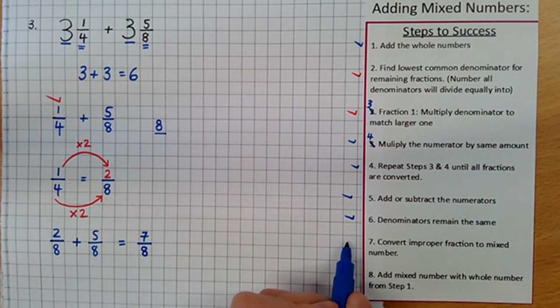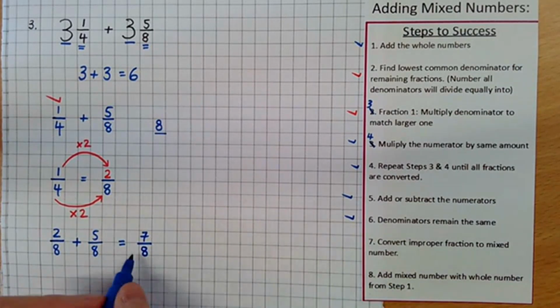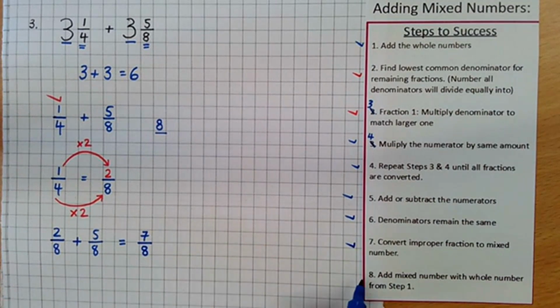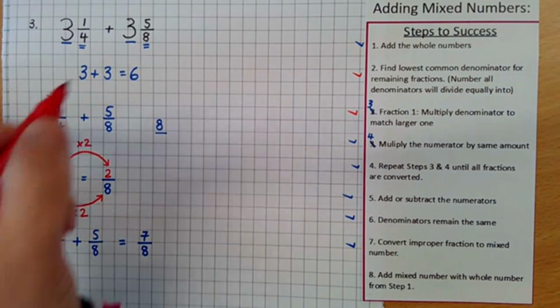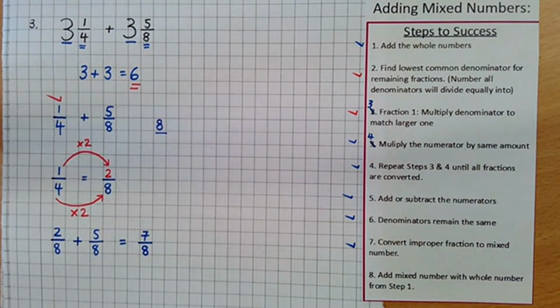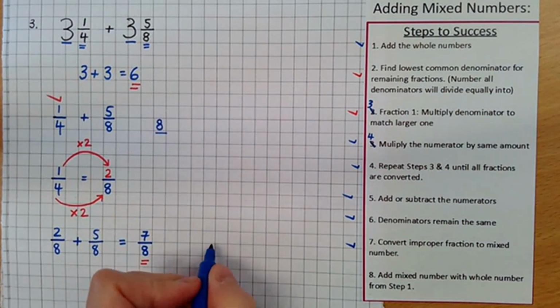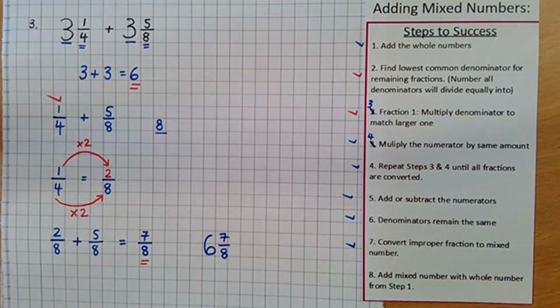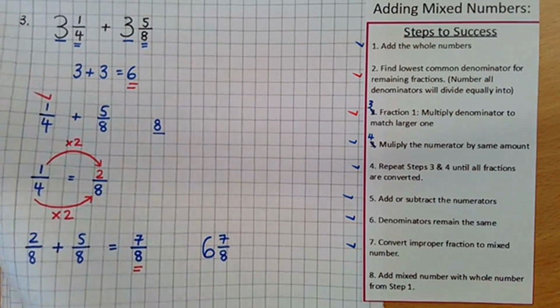Now I'm going to convert the improper fraction to a mixed number. Is this an improper fraction? No, because the numerator isn't greater than the denominator, so therefore I don't need to convert it. So I can go to the next step. I now need to add the mixed number with the whole number from step 1. So here's my whole number from step 1, 6, and I need to add that to my 7/8. So actually my answer is 6 and 7/8ths.